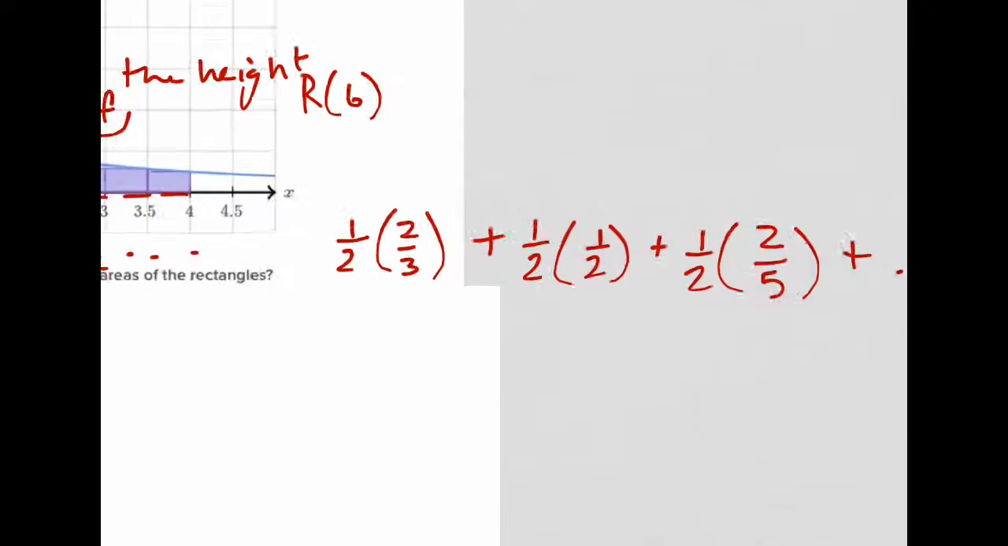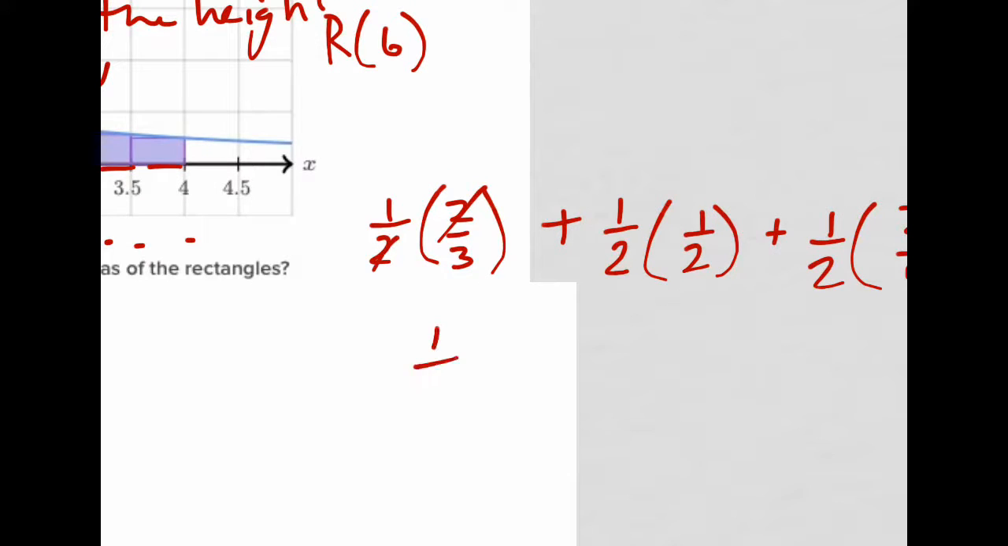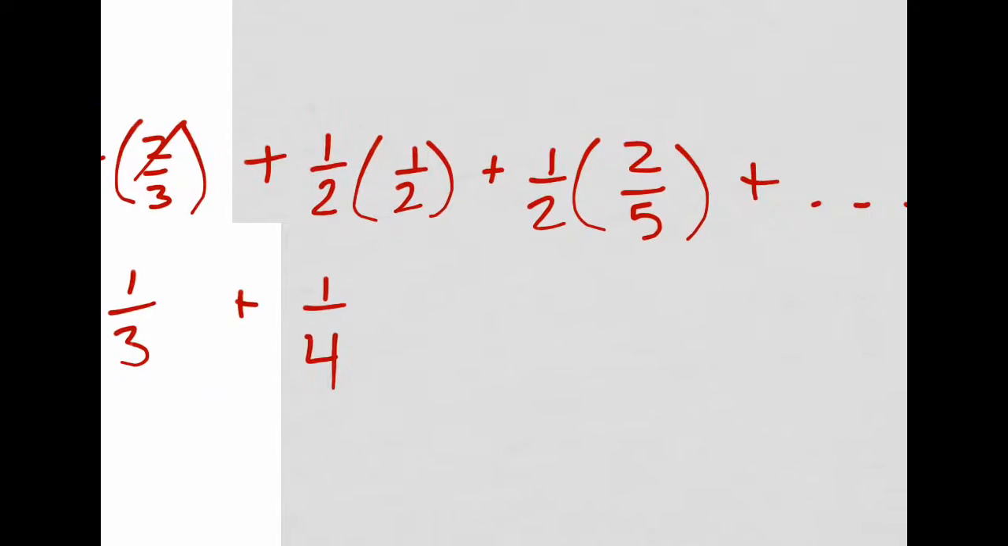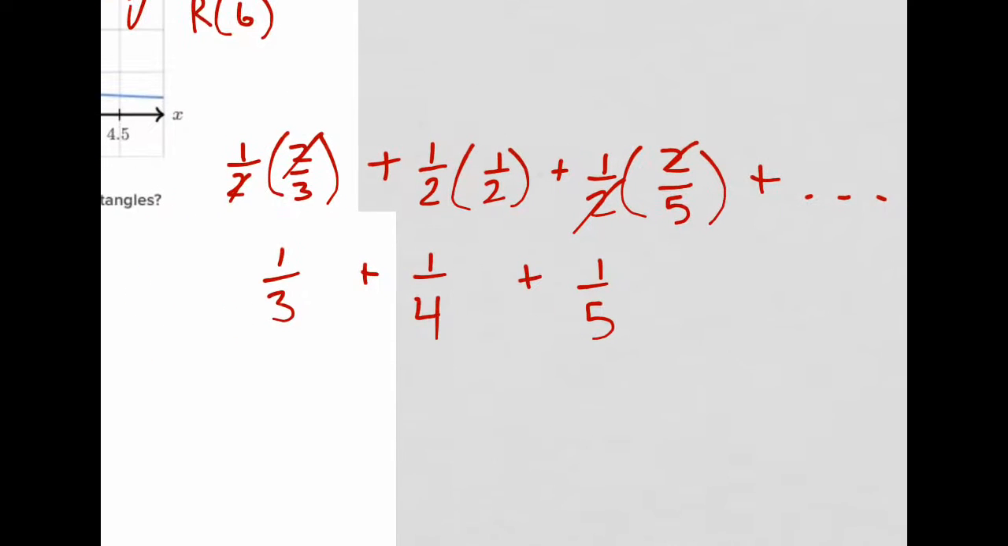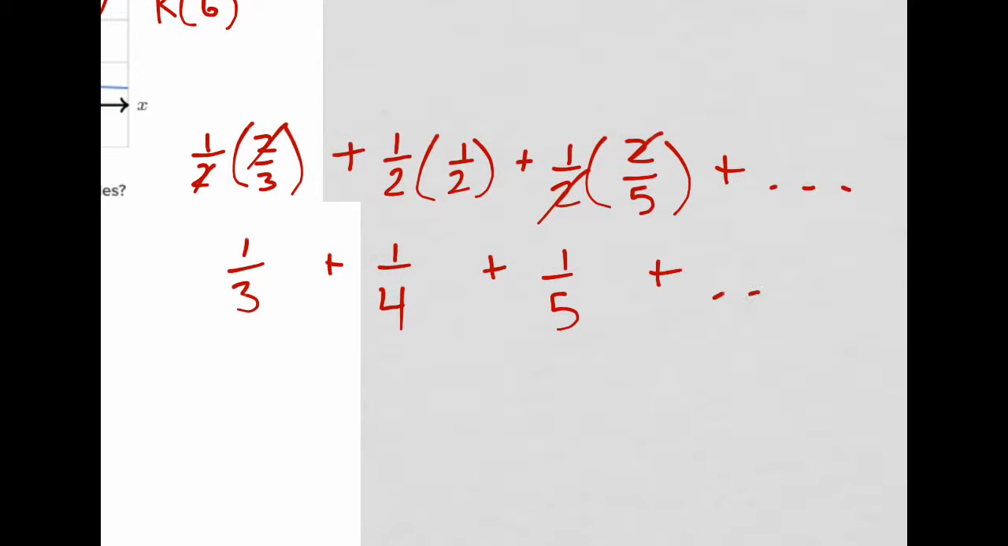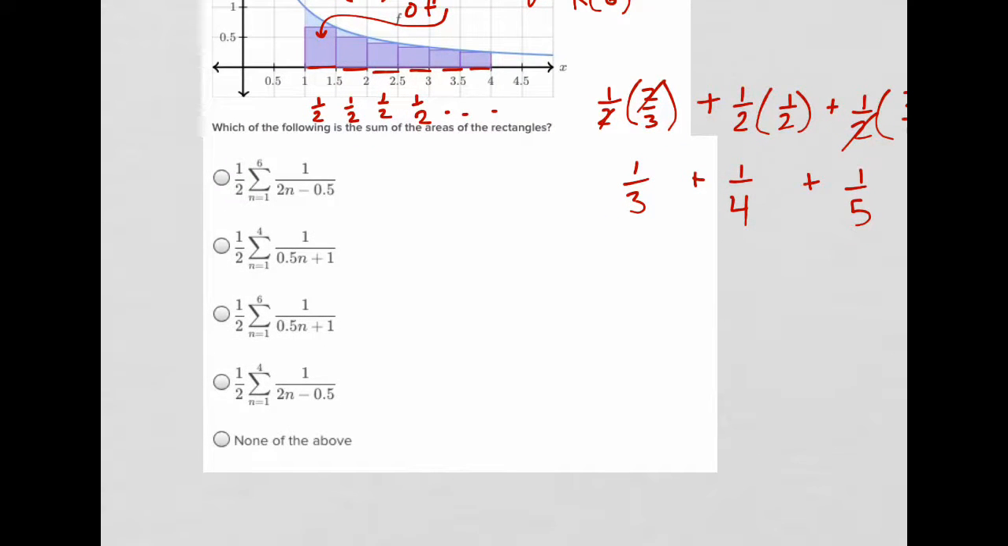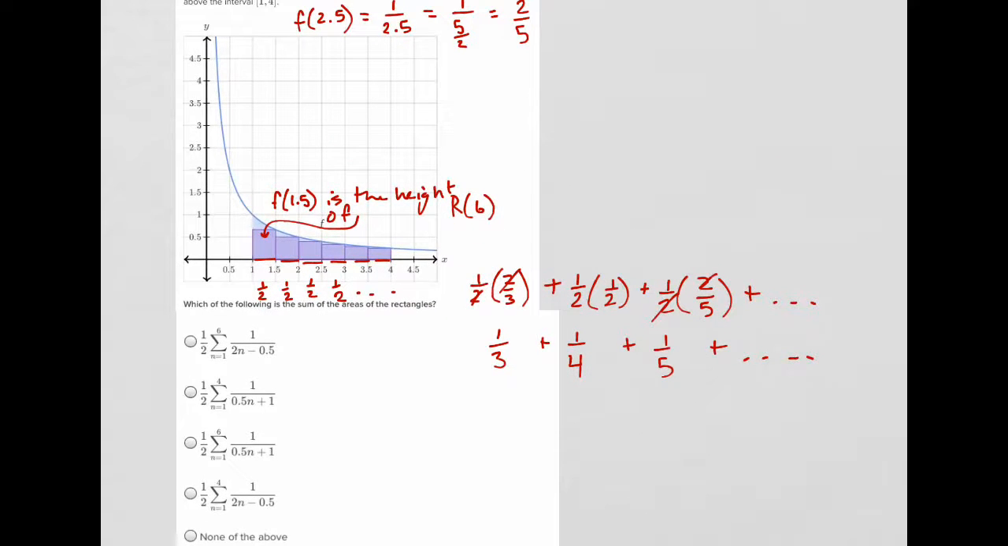Yeah, you see this? What is this? That's 1/3. Sweet. Plus 1/4. I'm just simplifying. Plus 1/5. Oh, what's the next one going to be? 1/6, of course. And so on. Okay, now, so that's just getting the area from my rectangles.